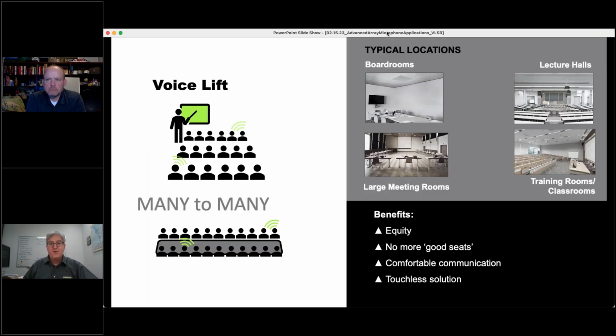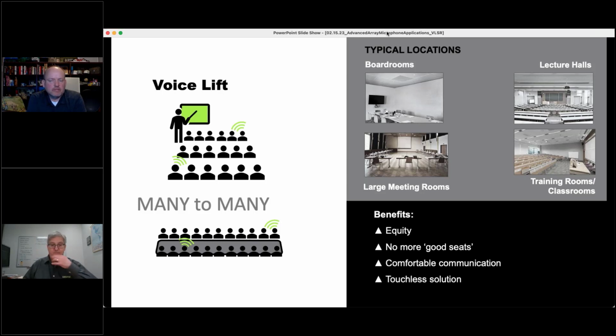Let's go to the next one now with VoiceLift. As Ben said, it's a many-to-many scenario here, and you see this mostly in boardrooms with a really long table or a lecture hall or a training room. And there's a lot of benefits, Ben, to having everybody be able to hear everybody else, right?